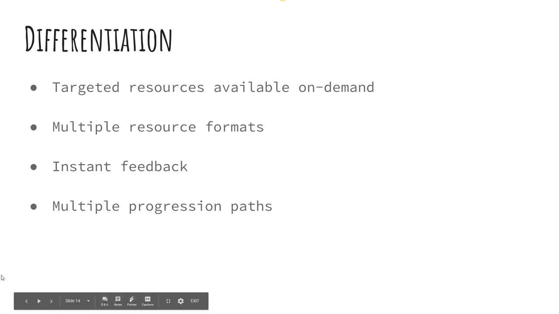So to summarize, we're using technology to help us differentiate our instruction, and what it allows us to do is first create targeted resources that are available on demand. We can use videos, we can use text sources. We also have multiple resource formats, so you can present both of those formats to the student and they can choose which one works best for them. The homework and quiz environment provides instant feedback to the student so they know whether they're mastering the material and whether they need to go back for any remediation. This creates multiple progression paths that the student can choose on demand. They don't have to choose it in advance.